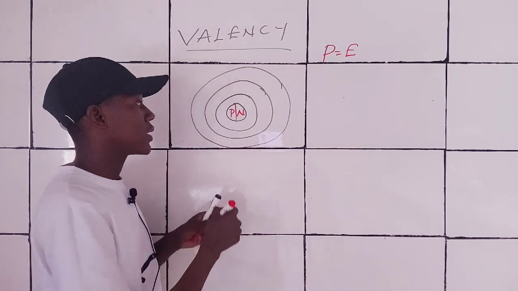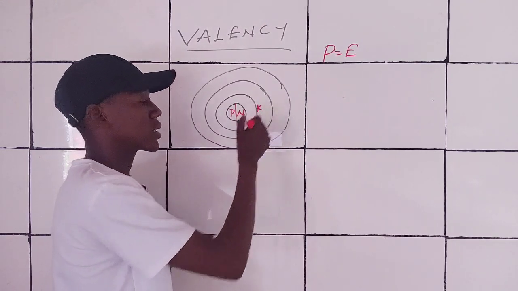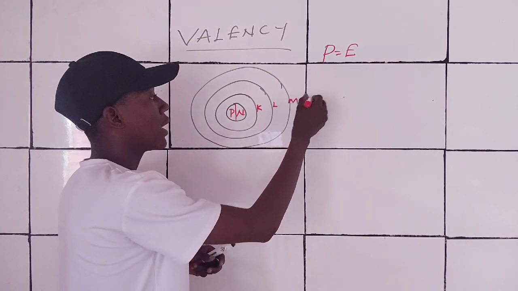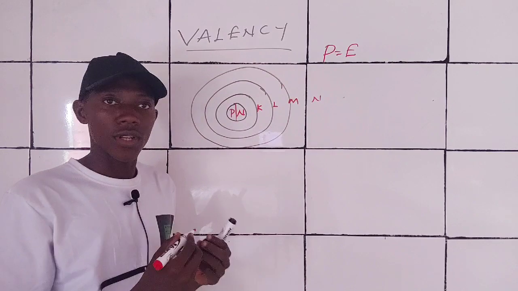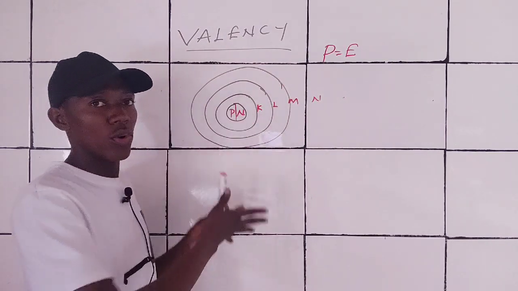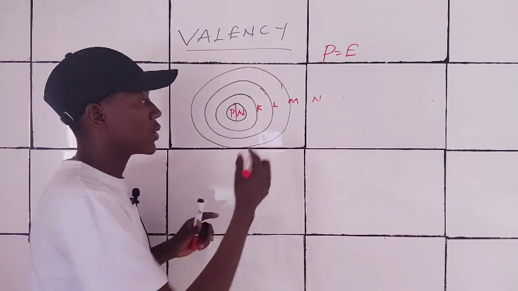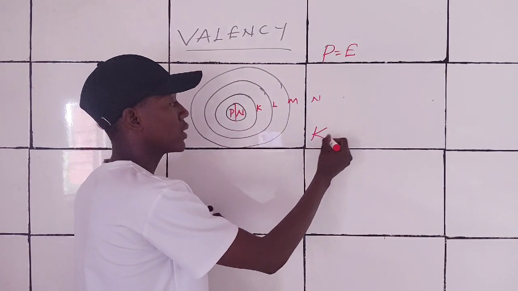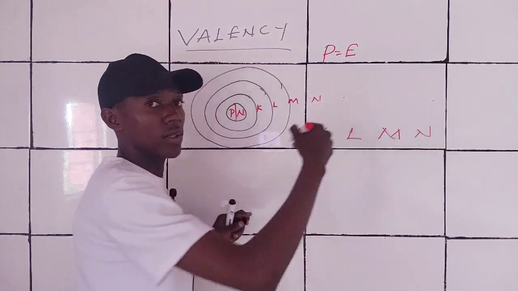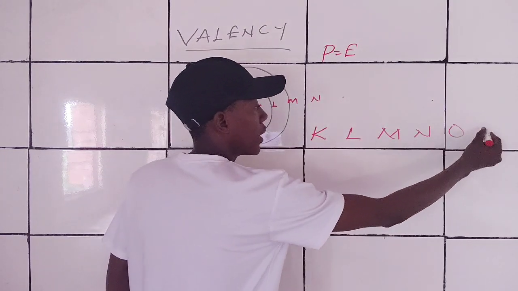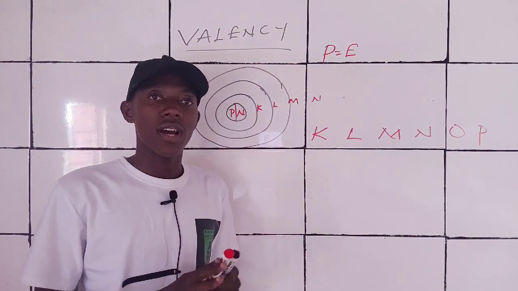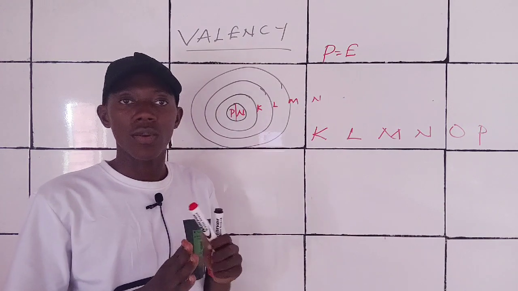Now the first shell, the inner shell, is called the K shell, then followed by the L, M, N, and so on and so forth. So now because we have these shells, we can just bring them out. Instead of having this bulky diagram, we say, okay, we call the first shell K, the second L, M, N, O, P, and so on and so forth. Is that clear?